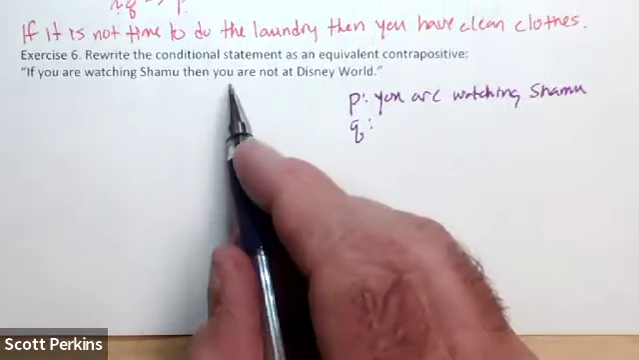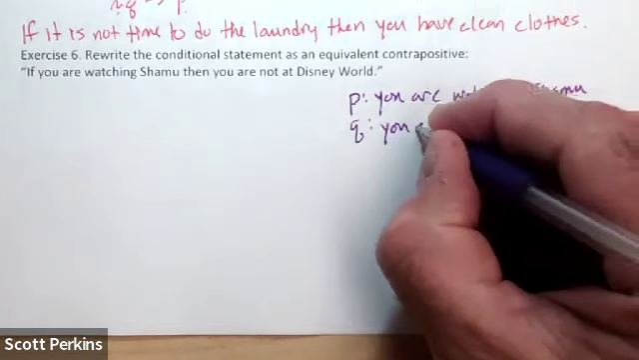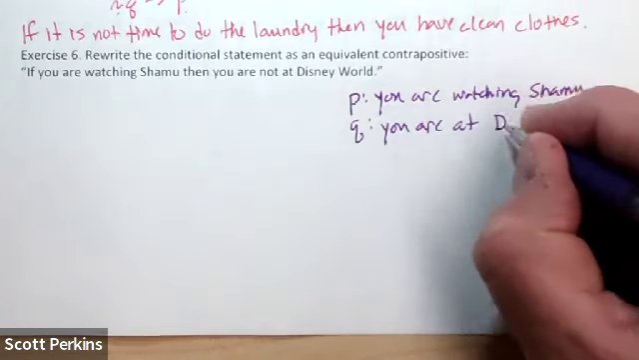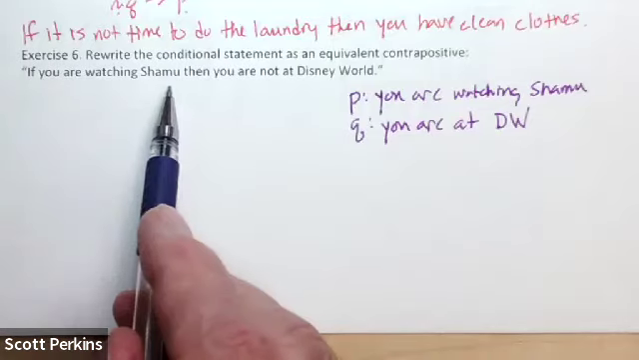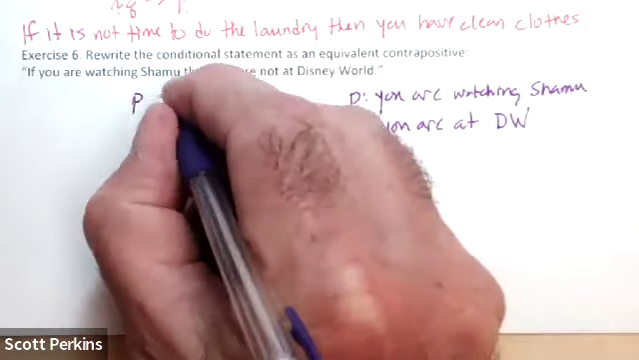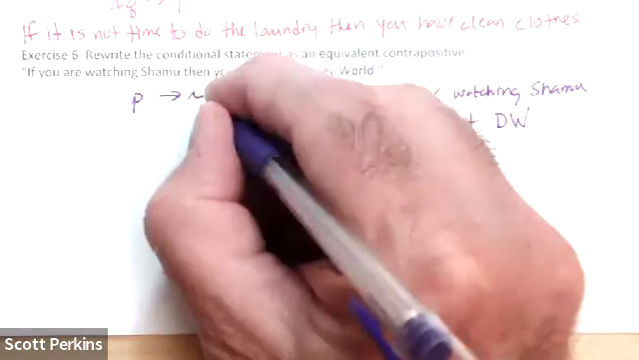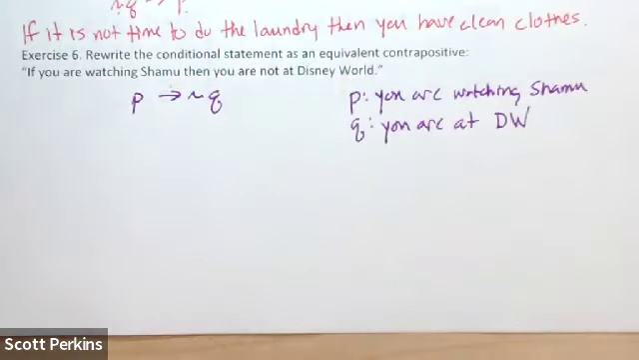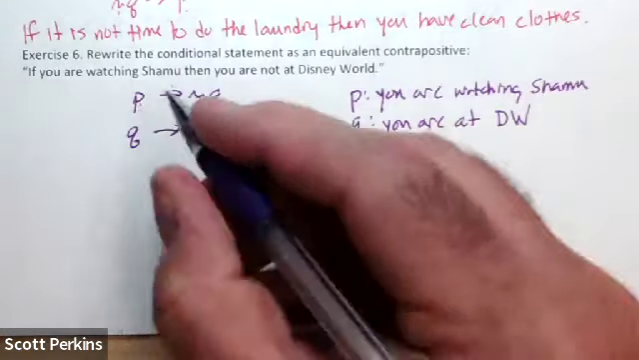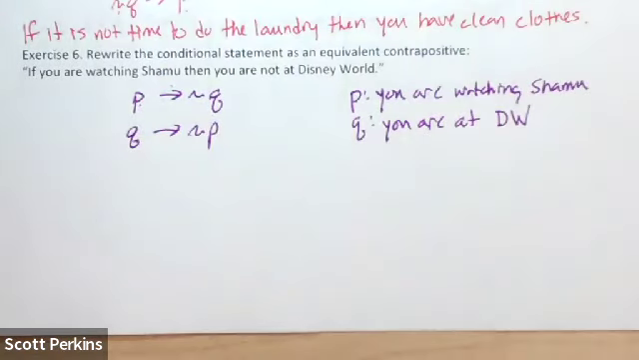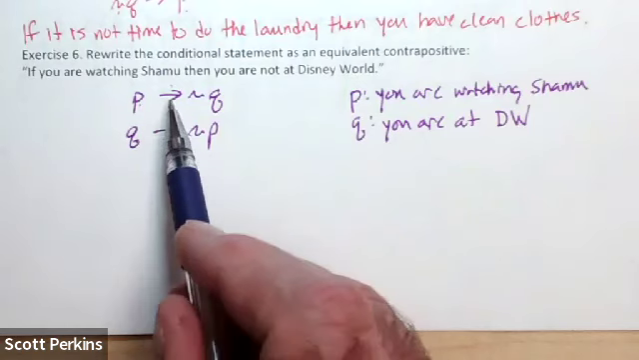So instead of you are not at Disney World, we're going to say you are at, and I'm going to abbreviate DW for Disney World. So that means my original statement, if you are watching Shamu, so P, then you are not at Disney World, squiggly Q. Once again, the purpose of this problem is forming the contrapositive when you already have a negation. So the contrapositive is you flip the order and you negate. So instead of squiggly Q, I'm going to have Q. And then instead of P, I'm going to have squiggly P. And that is the contrapositive. This is the logically equivalent statement.